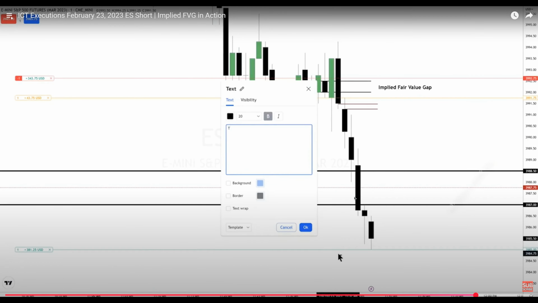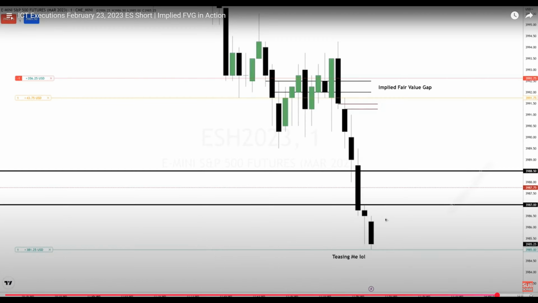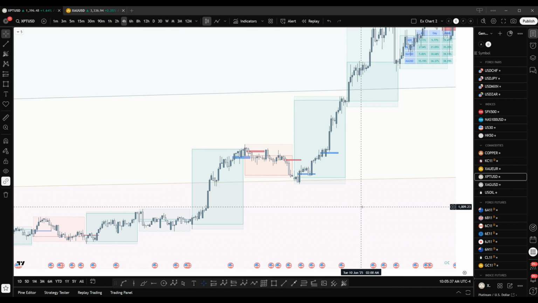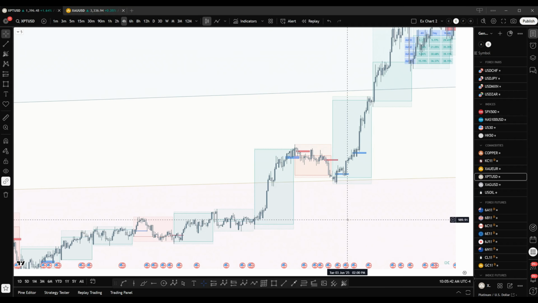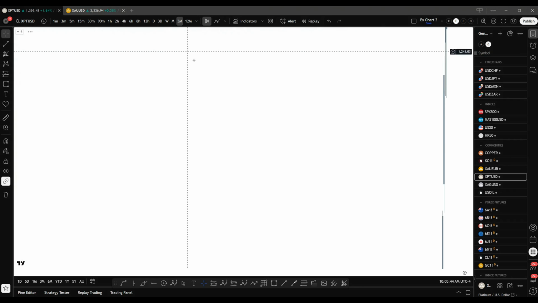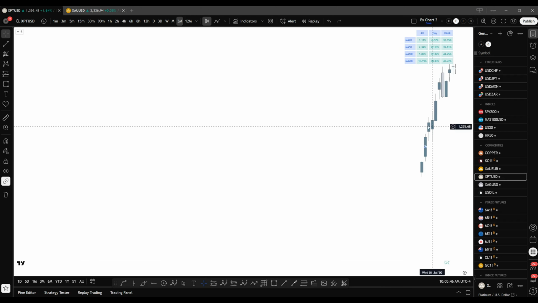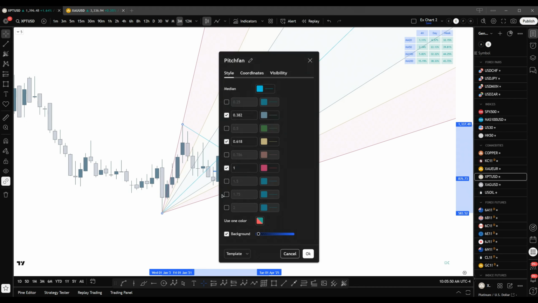So just keep that in mind, because I'm going to show you something different right now. Alright guys, so as you know, I love using the pitch fan, right? So I'm on platinum right now, and I actually set up the pitch fan on the 3-month time frame. You guys can copy the settings, pause the video, whatever.